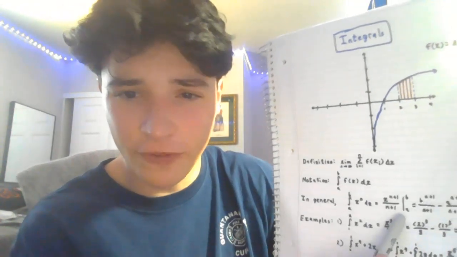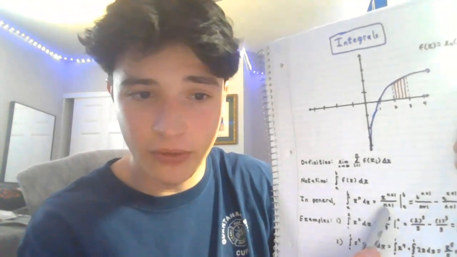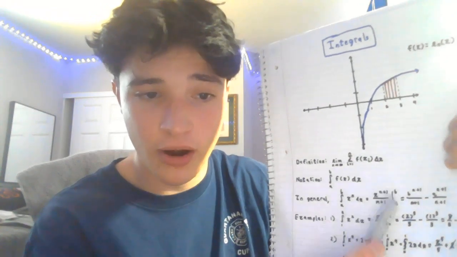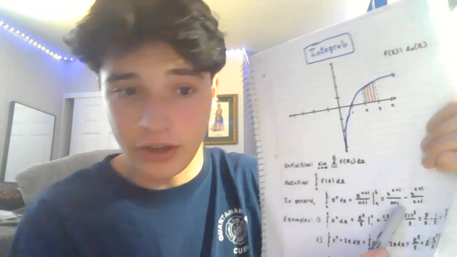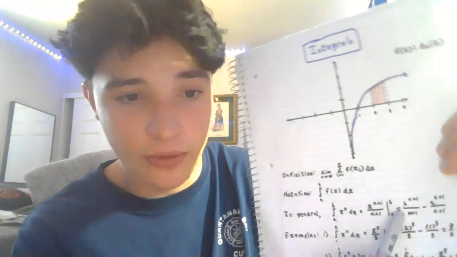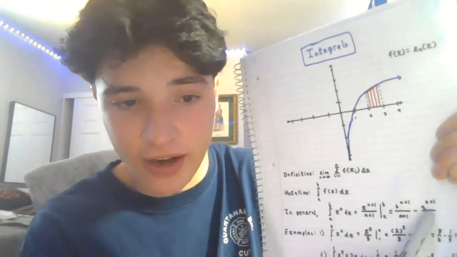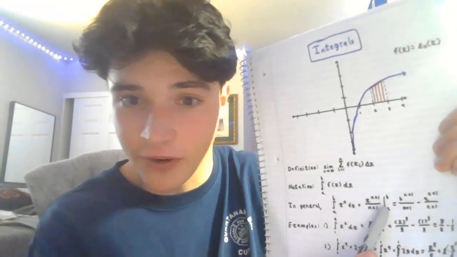You also don't forget your bounds. You include your bounds in your answer by drawing this little bar and including your bounds a and b. And then to get a number out of this, you just plug in your bounds. You start with b, and then you subtract a, plugged into the same function.